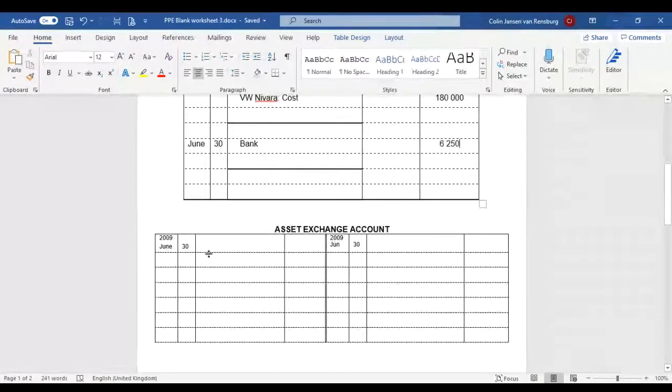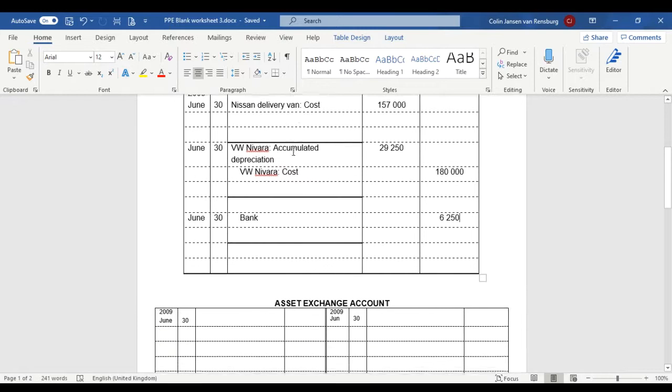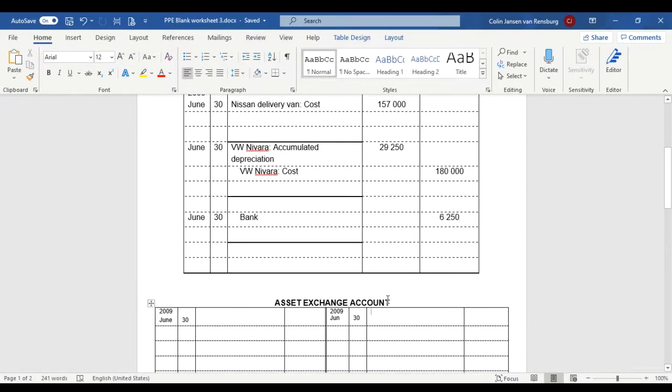Okay, so I've typed in the dates there. So it's the 30th of June 2009. So here, if we start there, when we recognized the new asset, we debited the account called Nissan Delivery Van, or if you are using a manual system, you would just have called that vehicles, right? And then importantly, what does the account contain? The cost. Now, the asset exchange account contains the contra to that entry. So let's go and type it here on the credit side. So this will now be Nissan. If you are using a computerized accounting system, what did we call it? A Nissan delivery van.